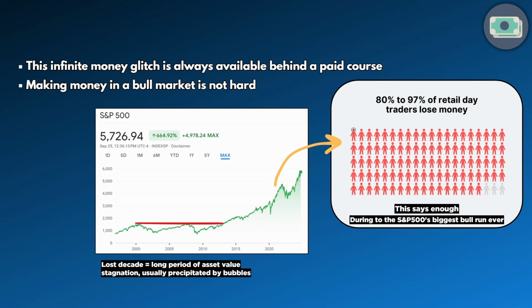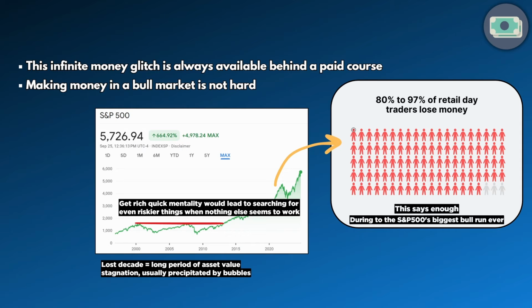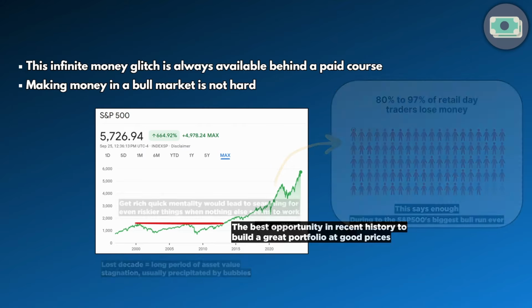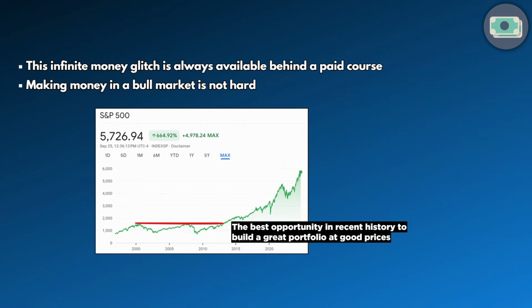Look, it's easy to make some money when the market is up. But what if there is another lost decade like the one we saw in the early 2000s? This kind of get-rich-quick mentality would probably lead to you either going into even riskier things or ending up quitting, which is, again, one of the worst things you can do. The way I see that last decade is as probably the best opportunity we had in recent history to build a great portfolio at a good price. But you know how they say, the second best time is today.